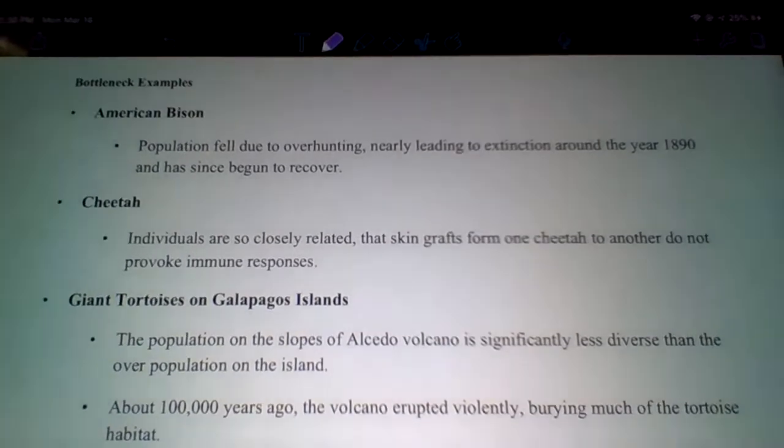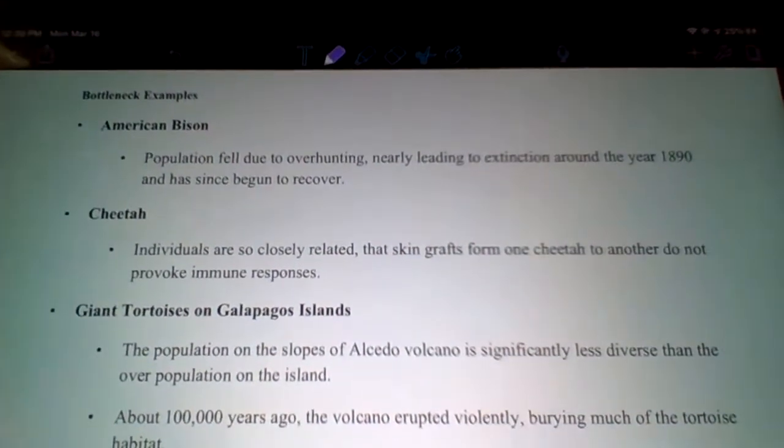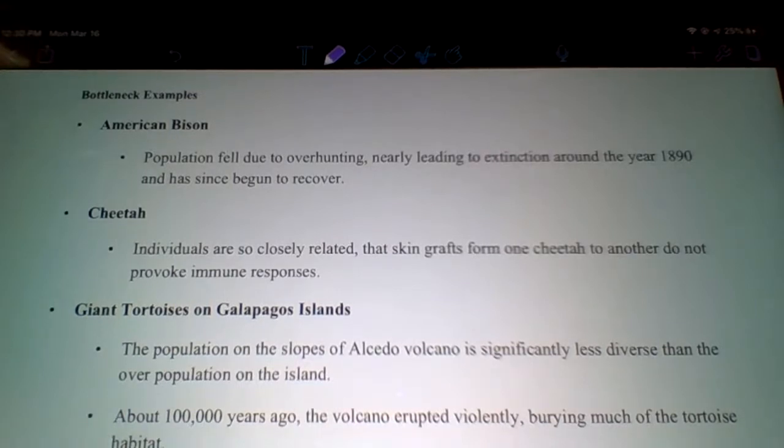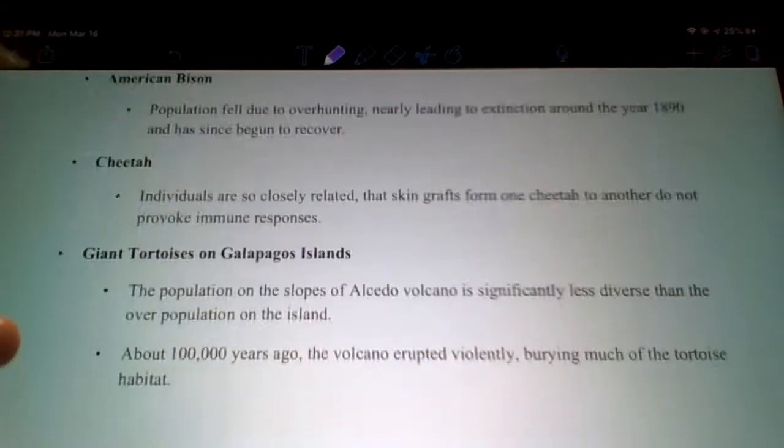Meanwhile, if you did the same thing for cheetahs, all of the cheetahs have almost the same genetics because of the bottlenecks that they've experienced in their time being hunted, that we can actually take skin from one cheetah and transfer it onto another one without rejection. This is pretty wild, I think.